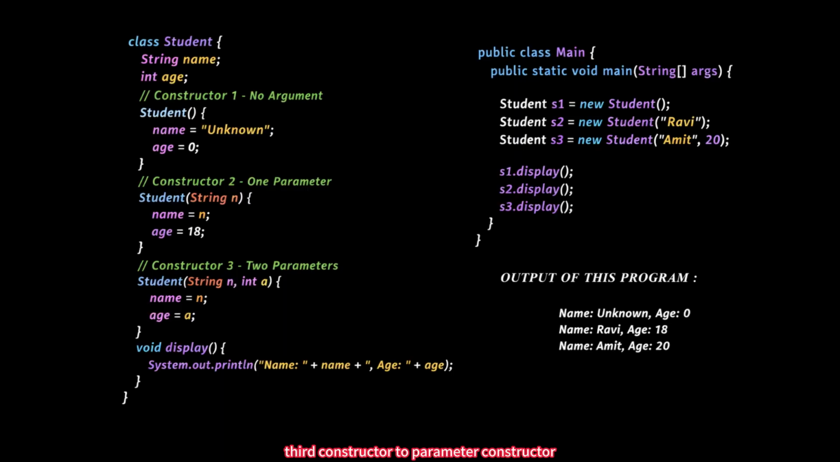Third constructor, two parameter constructor. Student(String n, int a), name is equal to n, age is equal to a. This constructor takes two parameters, String n, int a. Again, name and age are class variables. n and a are parameter variables. Inside this constructor, name is equal to n, age is equal to a. So both values are taken from the arguments passed while creating the object.